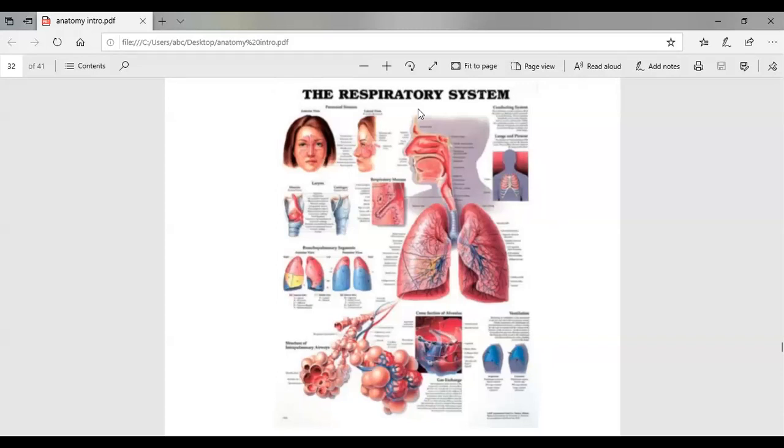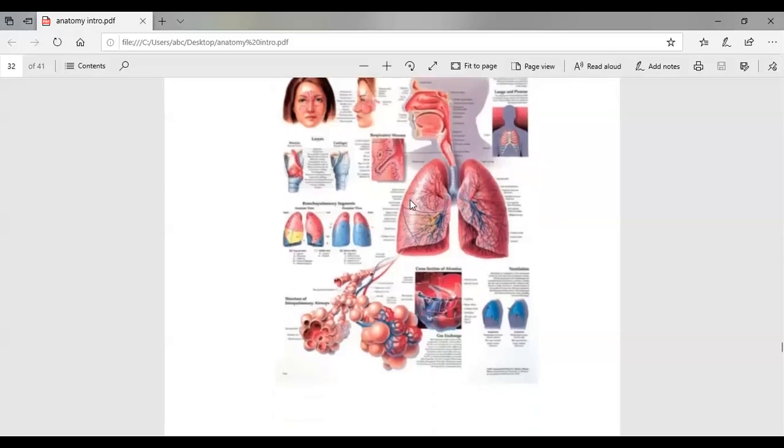So this is the respiratory system. Very basically, I have made you understand this. In depth, we will learn about it in the course. Let's go ahead. The respiratory system.